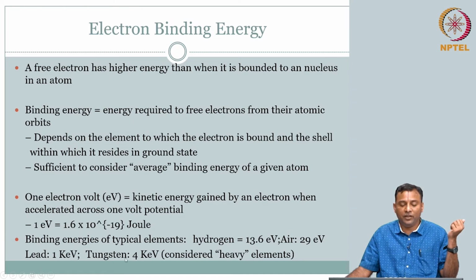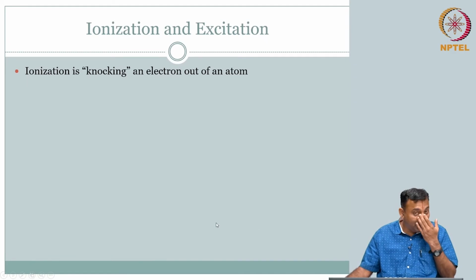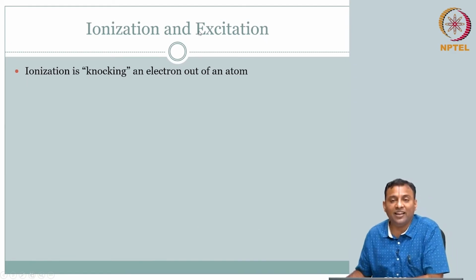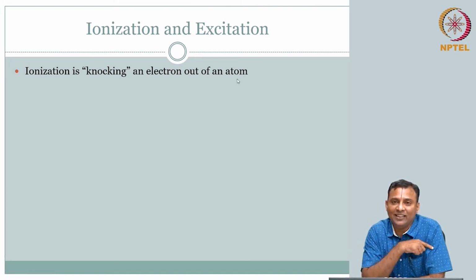So by mistake, if I supply some quantity of energy thinking I want to free the electrons in lead, but instead of lead human tissue is there, then you see the problem. So many electrons will be freed. We will talk about that in the subsequent slide as well. That is an important concept: ionization and excitation. What is ionization? It is knocking off an electron out of an atom. Now you understand, we talked about the binding energy of an electron.